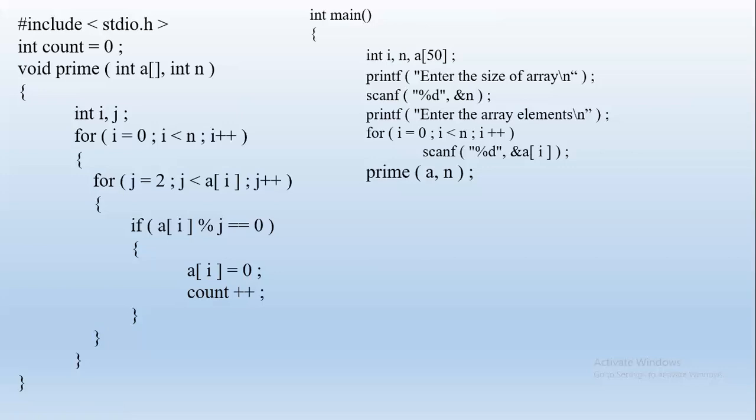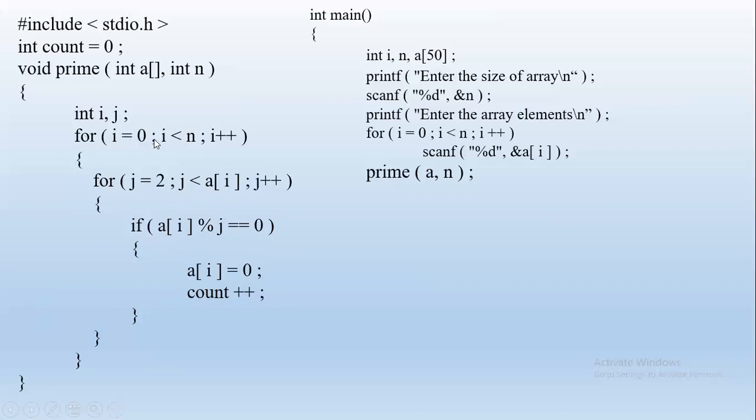Count was 0. It is a global variable, so it can be accessed every time, in main also. Count becomes 1 because among the 2 elements we checked, there is one non-prime number: a of 1. Now, since this is done, we check again with the other values. j is 2, then 3; 4 is not divisible by 3. Then when j becomes 4, 4 is not less than 4, the condition is false. So the j loop completes. Now i becomes 2.